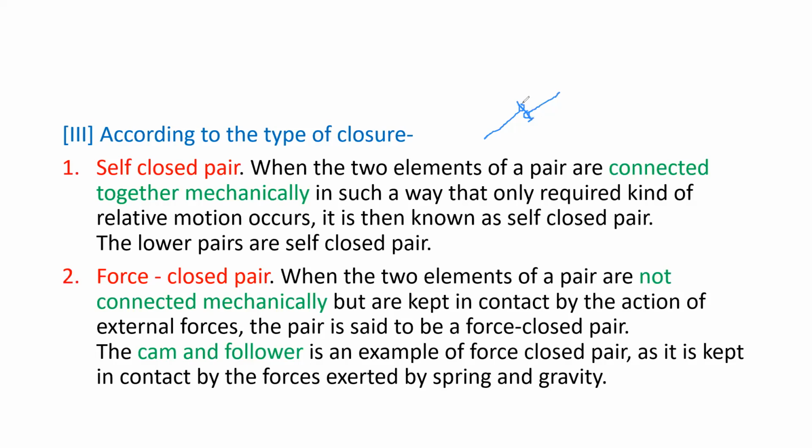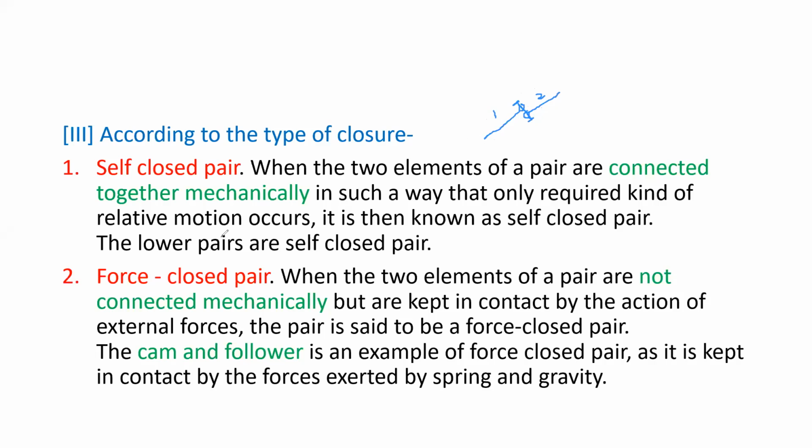One pin will be joining this, and at the end of this pin I will close the connection with the help of, say, a nut. I can use a nut, or I can use some other mechanical element. Now these two elements, element 1 and element 2, have been connected together mechanically so that only turning motion is possible between 1 and 2. Such a pair is called a self closed pair. You know that we do not use any force to keep these two elements in contact, right?